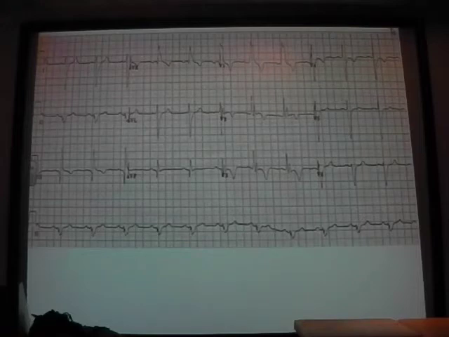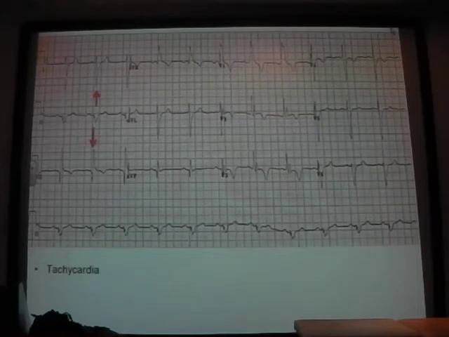Signs of a PE. This ECG doesn't show it, but you have to bear with me, not particularly this ECG, but most patients will have tachycardia. Does anyone know what this shows, the red arrows?